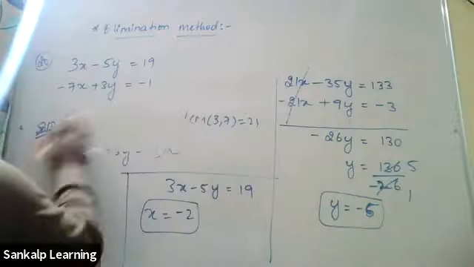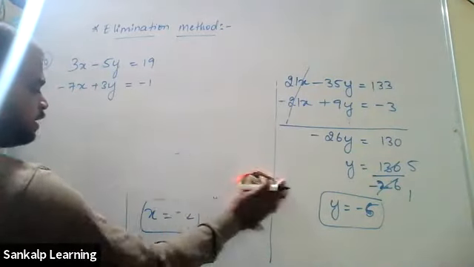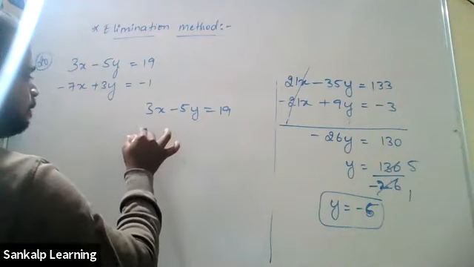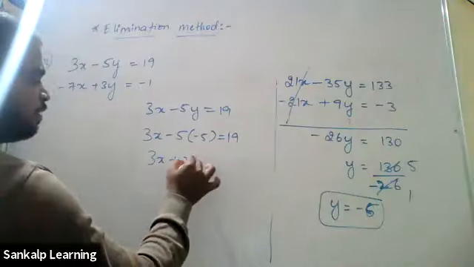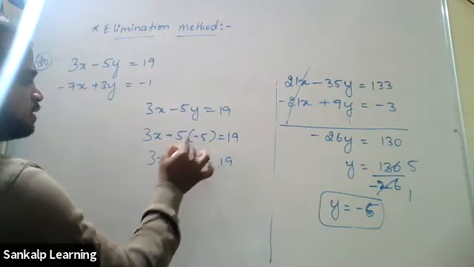Sir, I'm not able to find the value of x, sir. Okay, let's find it. Tell me from which step you are not able to find it. Sir, as usual, I took the first equation, that is 3x minus 5y is equal to 19. Okay, and then 3x minus 5 into minus 5 is equal to 19. Plus 25. Have you done this? Because minus into minus is plus. Yes, sir. After this, I'm not getting it.